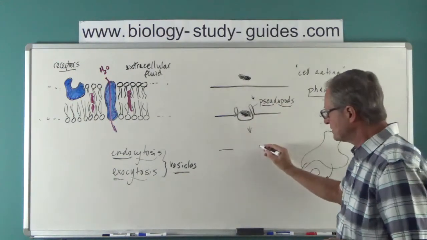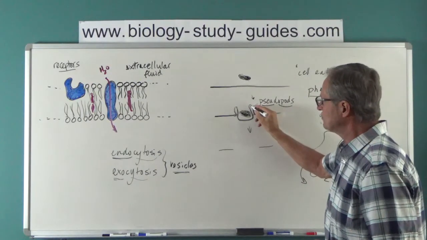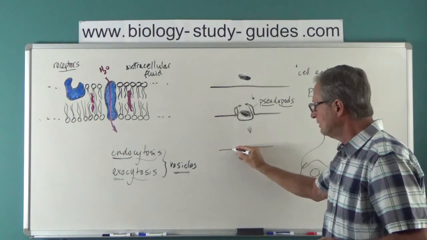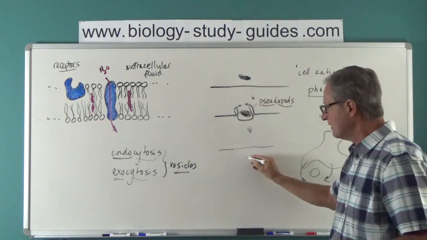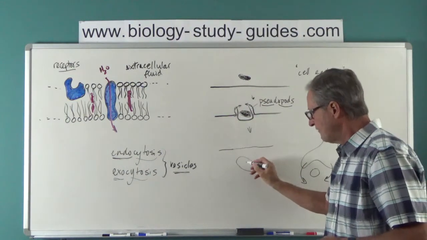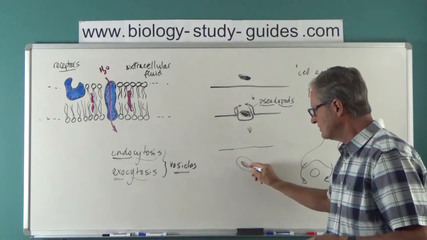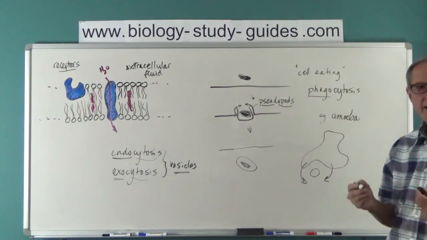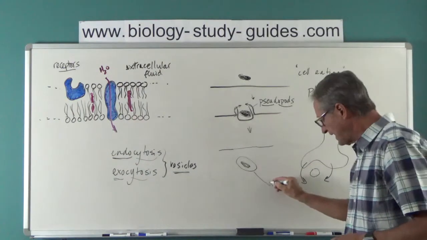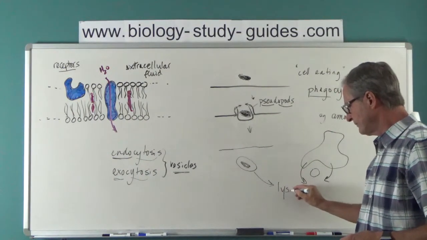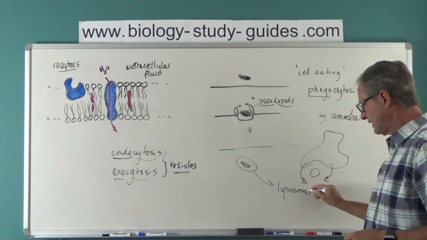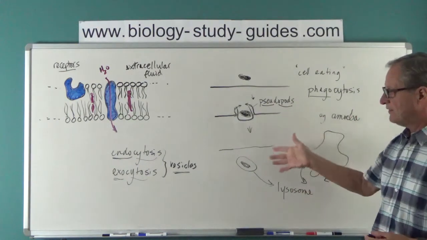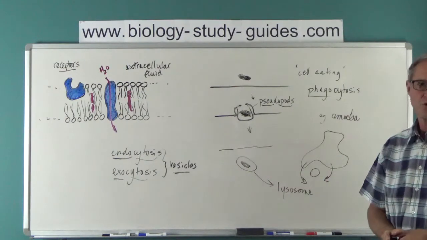And if we draw the next picture, these pieces will continue to grow around, and it will grow closed. They will fuse together, and again we're left with a vesicle, and the vesicle has the food substance, bacteria cell or whatever, inside it. This, again, goes to the lysosome, because the lysosome is going to digest the contents, and then the cell can use those contents.